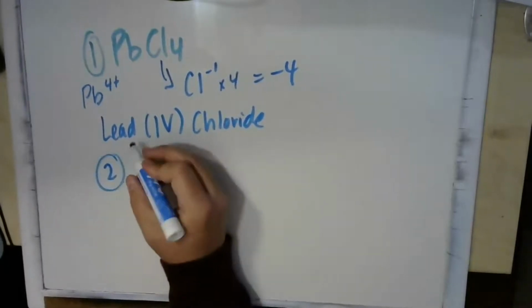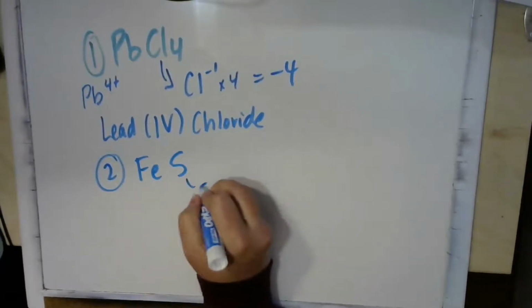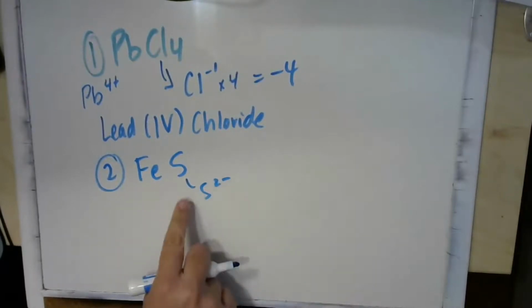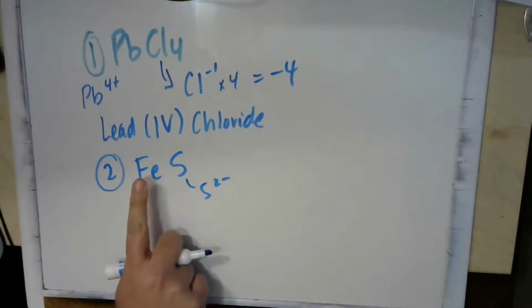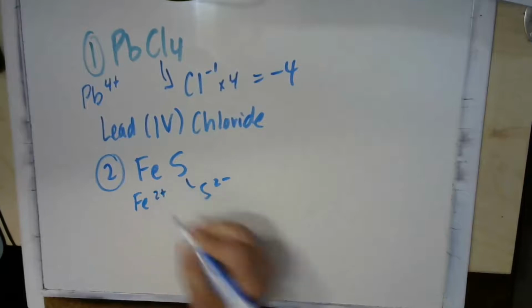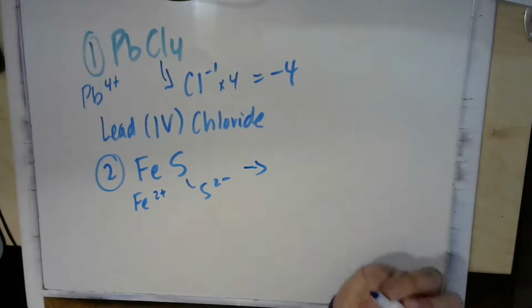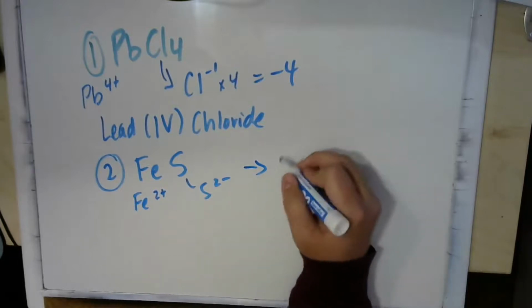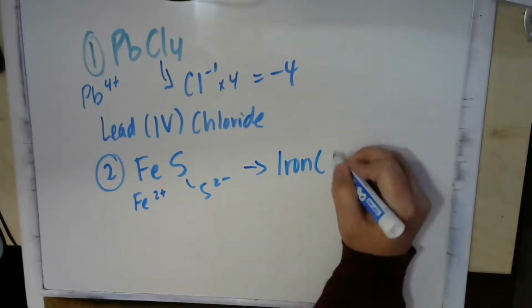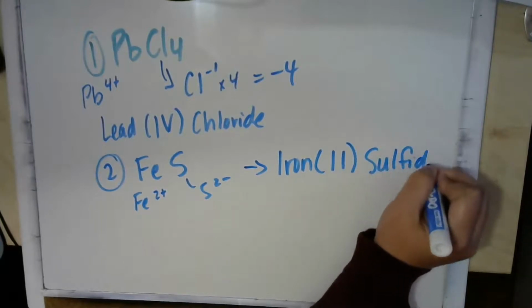The second example is FeS. S has a -2 charge. There's only one of them. There's only one iron, so this must be the Fe2+ ion. That means that the name for this is iron-2 sulfide.